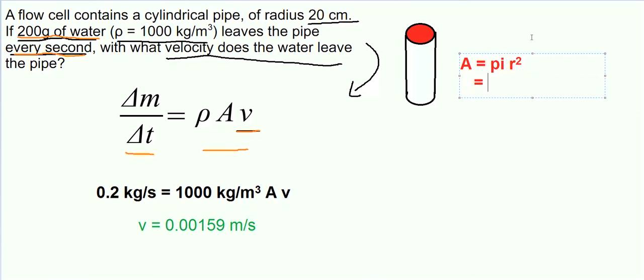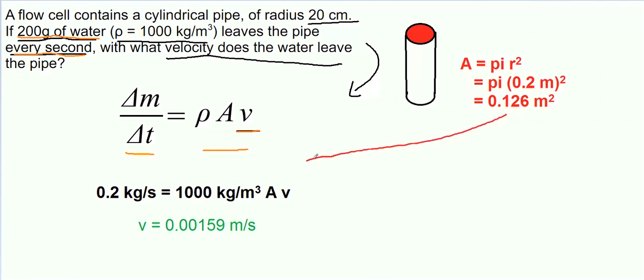So I can find this area by taking pi and multiplying it by 0.2 meters squared, again converting 20 centimeters to meters. You can calculate what this is. Just take pi times r squared, you get 0.126 meters squared. You can then put that in for the area, and you can solve for v. If you've done so, what you should get for the speed at which the water leaves the pipe, or the velocity, is 1.59 meters per second. And it's going to be in whatever direction the pipe is oriented in.